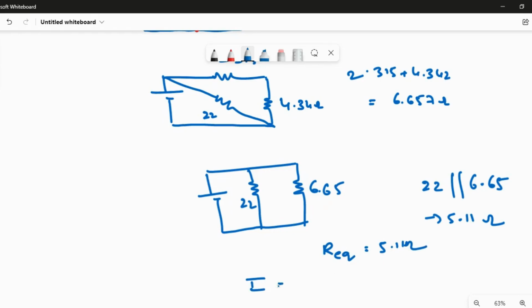Then the current I is equal to V by R equivalent. The voltage is 10 volts and the resistance we got is 5.11. Then its value is 1.95 amperes. So this is the value. I hope you understand.